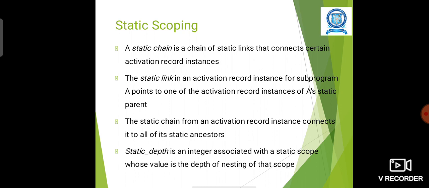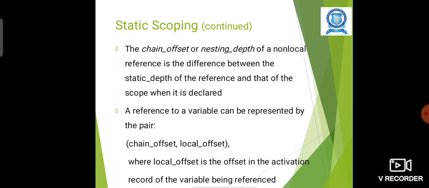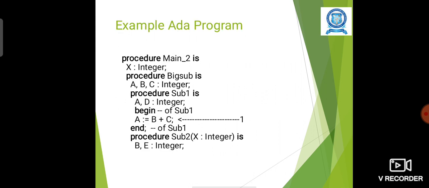A static chain is the chain of static links that connects certain activation record instances. The static link in an activation record instance for a subprogram points to one of the activation record instances of its static parent. The static chain from an activation record instance connects it to all of its static ancestors. Static depth is an integer associated with the static scope whose value is the depth of nesting of that scope. A reference to a variable can be represented by a pair: chain offset, local offset.